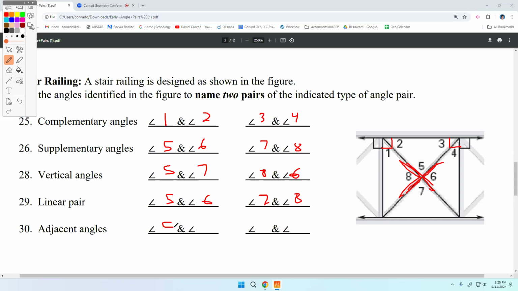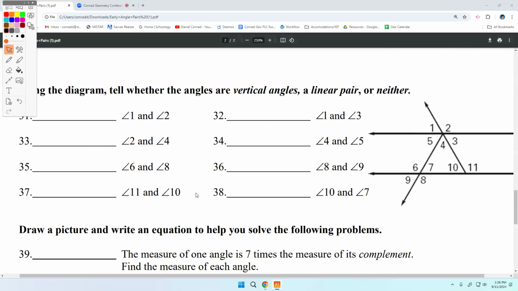So if they're linear, you know they're already going to be adjacent. Okay. You could have also done 1 and 2 or 3 and 4 for adjacent as well. You could have also done 1 and 2, 3 and 4. All right, just a few more here.